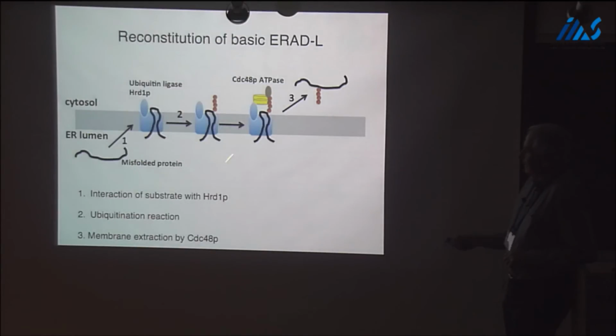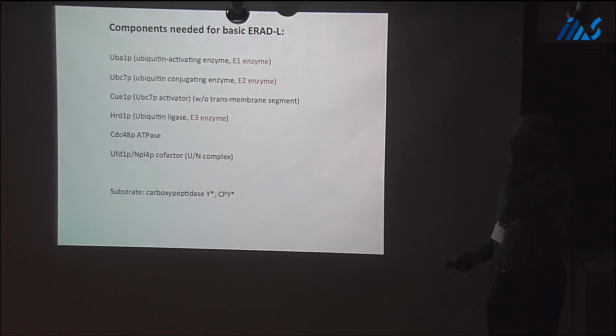So this now simplifies the system quite dramatically. We only have one membrane protein now to deal with. And we can distinguish different phases. So the first one would be interaction of the substrate with the HERD1 ubiquitin ligase. The next one would be the ubiquitination reaction. And the third one would be the extraction by CDC48. So relatively simple system. But if you think about it, you need still quite a number of components.